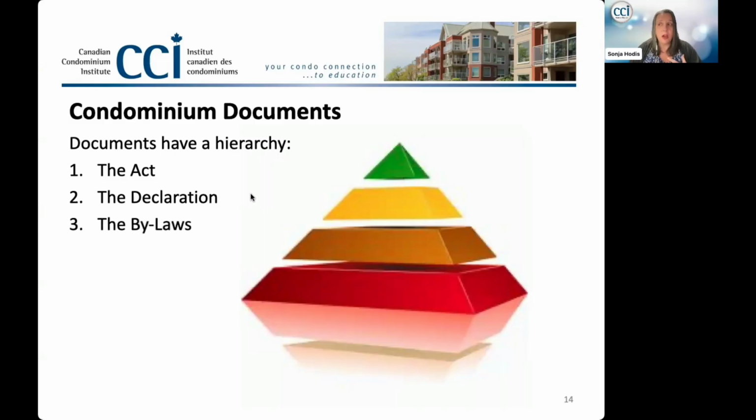Then we have the bylaws and we have rules. And again, in terms of hierarchy, the bylaws are under the declaration. They have to conform with the declaration, can't be opposite to what's in the declaration. The rules have to conform with the bylaws. And then we're going to talk about policies, because a lot of condos have policies, but we have to understand how they work in the whole scheme of things.